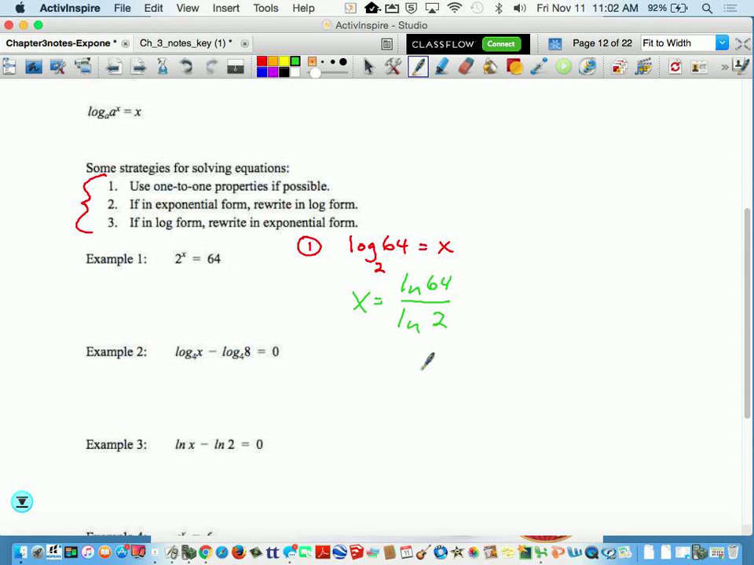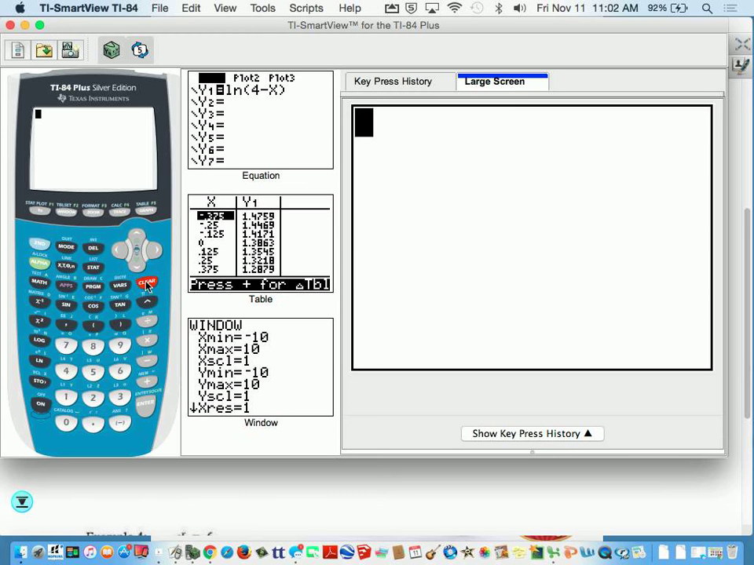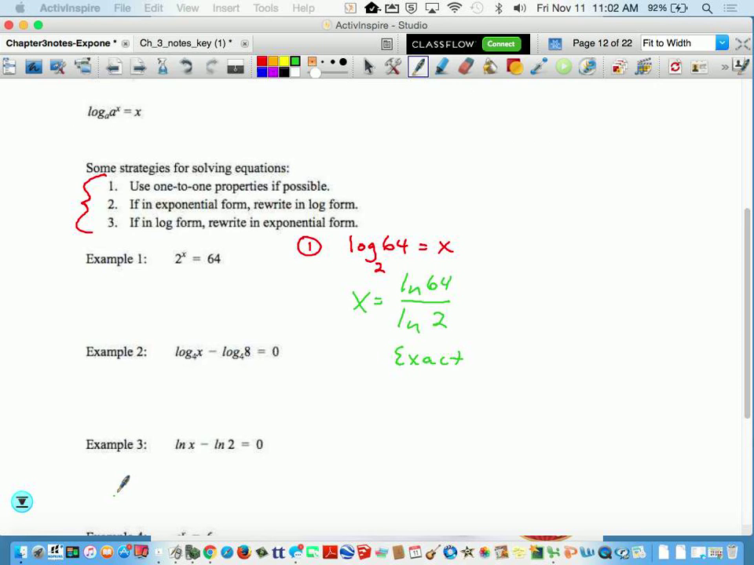This is what we call an exact answer. And if you're so inclined, you can go over to your calculator and do the ln of 64 divided by the ln of 2. Make sure you close them, especially before you divide, close it, and I get 6. Now this is a good exact answer, but sometimes this turns into an approximation. Okay, so it turned out to be a nice whole number.